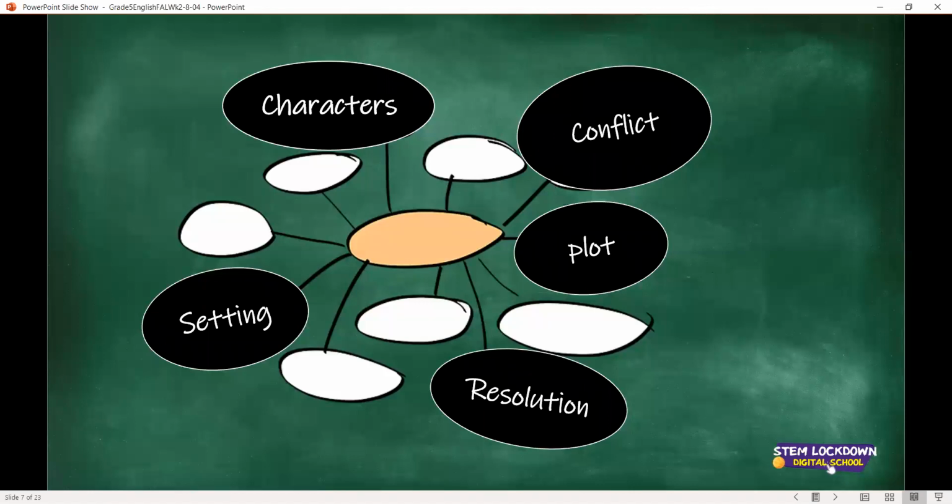All right, now in the middle, you see the circle in the middle? That is where the name of your story goes, your title. So whatever you decide to call this story, that's going to go in the middle. The characters, you decide, the conflict, but every time you do a story, this is how you're going to plan it. You're going to brainstorm it.